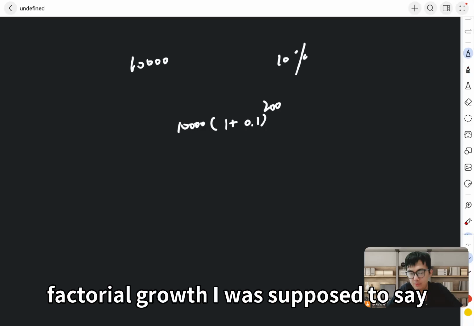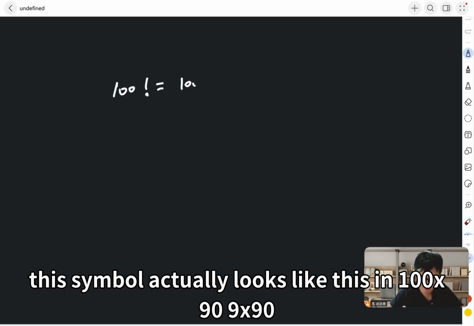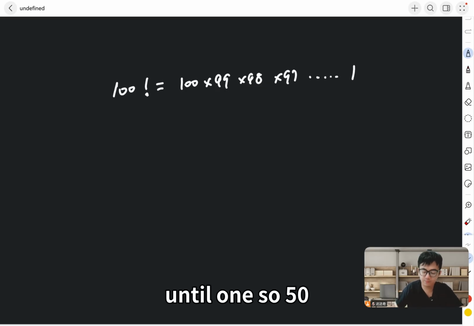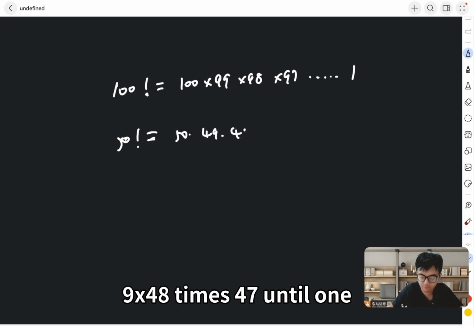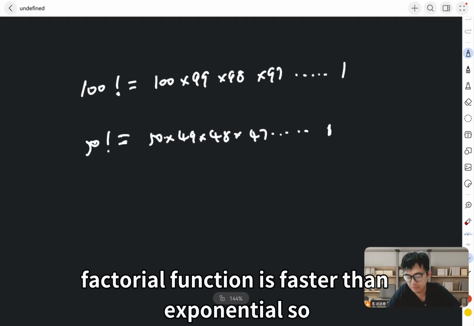What's even faster than exponential growth? Factorial growth, like 100 factorial. This symbol actually looks like this. It's 100 times 99 times 98 times 97 until 1. So the factorial of 50 is 50 times 49 times 48 times 47 until 1. So probably the factorial function is faster than exponential.